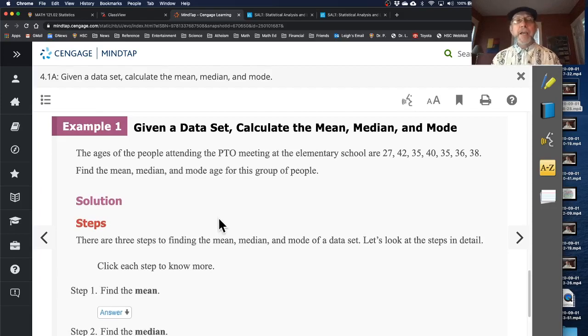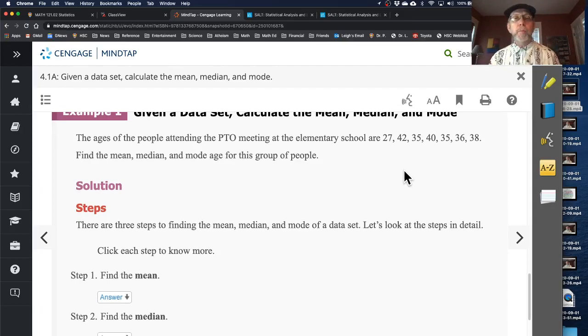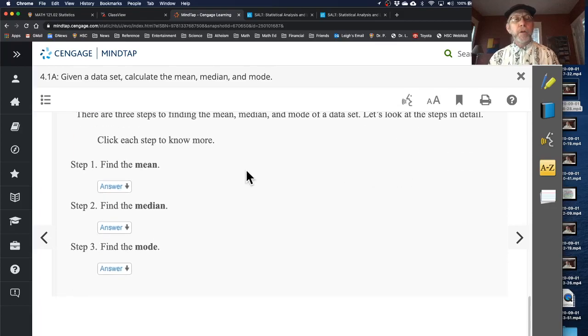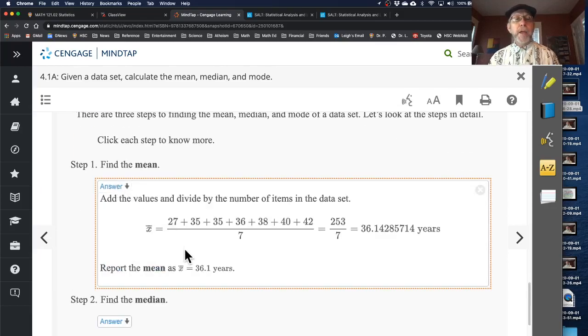In their first example, they give us the ages of people attending a meeting. They give it to us here as 27, 42, 35, and so on. And so this is our sample data. What would be the mean of this data? What would be the median? And what would be the mode? Well, let's just take a look. First, the mean. We're going to compute that just as you think. We simply add up the data points and then divide by the number of data points. So we have 7 data points here, and add them up, divide by 7, you get 36.1428 and some change.